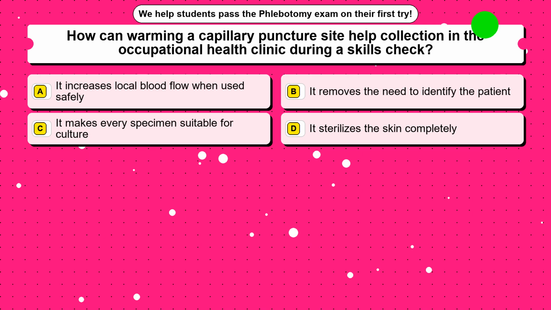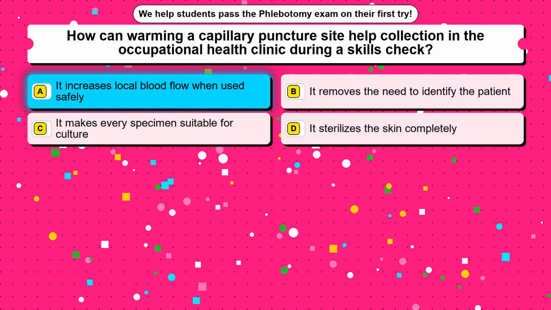Question 80. How can warming a capillary puncture site help collection in the occupational health clinic during a skills check? Option A. It increases local blood flow when used safely. Option B. It removes the need to identify the patient. Option C. It makes every specimen suitable for culture. Option D. It sterilizes the skin completely.